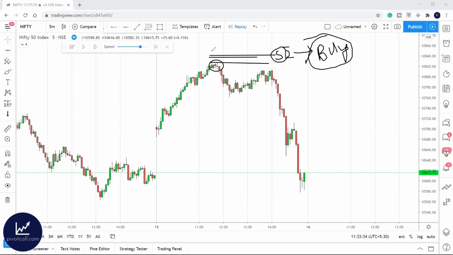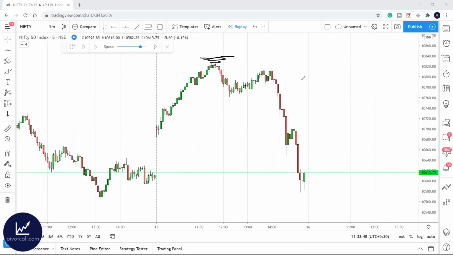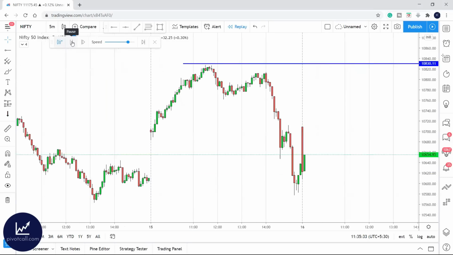So there is a huge buy order here. That is what I called liquidity. That is where liquidity is. Liquidity is above this level. You should wait for price to come to that level to take the trade. Now let us see what happened the next day. Let us start with the replay button to see the 16th.